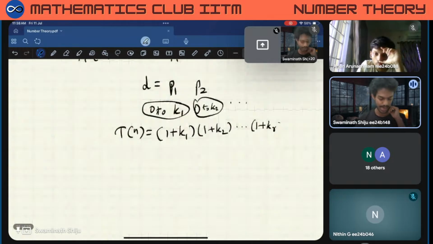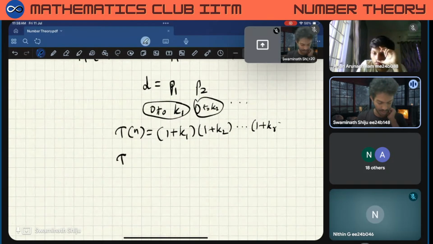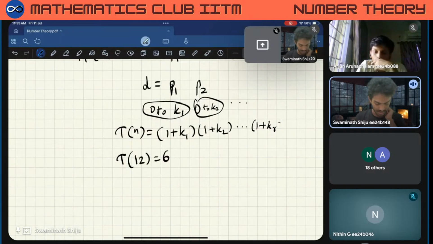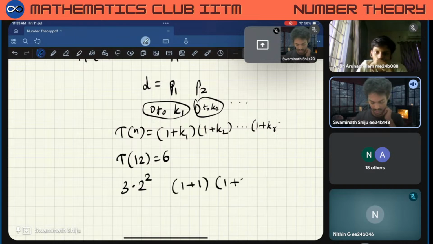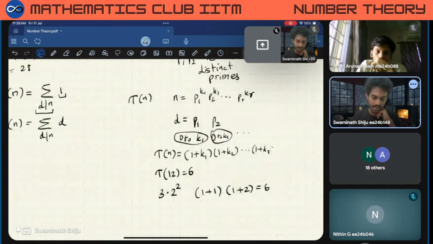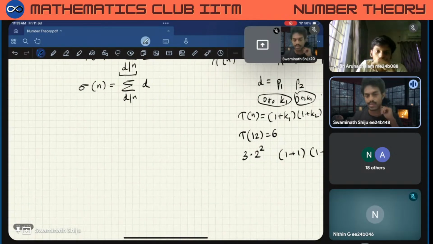Okay, and we can do a sanity check here. We know tau 12 is equal to 6. 12 is 3 into 2 square. That'll be (1 plus 1) into (1 plus 2), which equals 6. Makes sense, right?